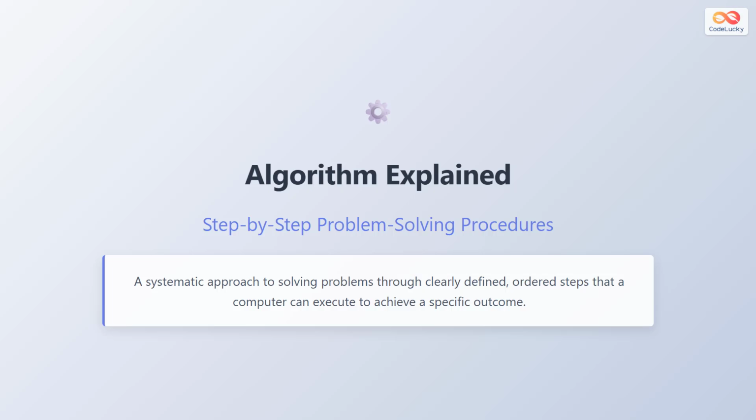An algorithm is a systematic approach to solving problems through clearly defined, ordered steps that a computer can execute to achieve a specific outcome. Think of it like a recipe for cooking. Just as a recipe provides step-by-step instructions to make a dish, an algorithm provides step-by-step instructions to solve a problem. Algorithms are everywhere in technology, from search engines to social media recommendations, and they are fundamental to how computers work.